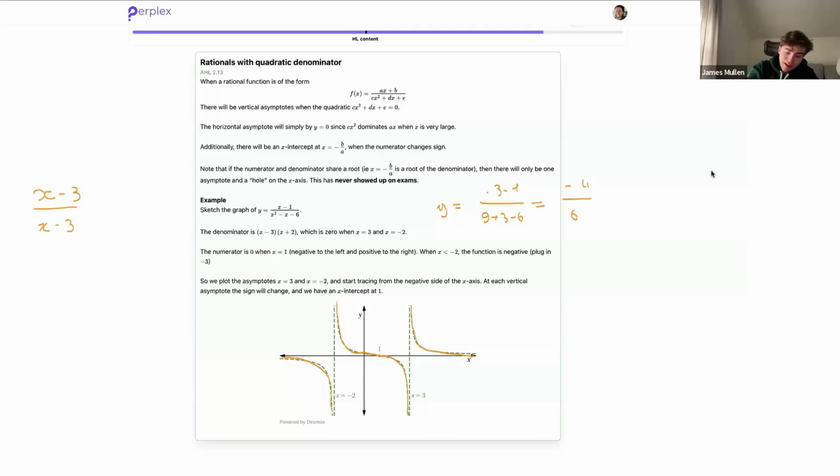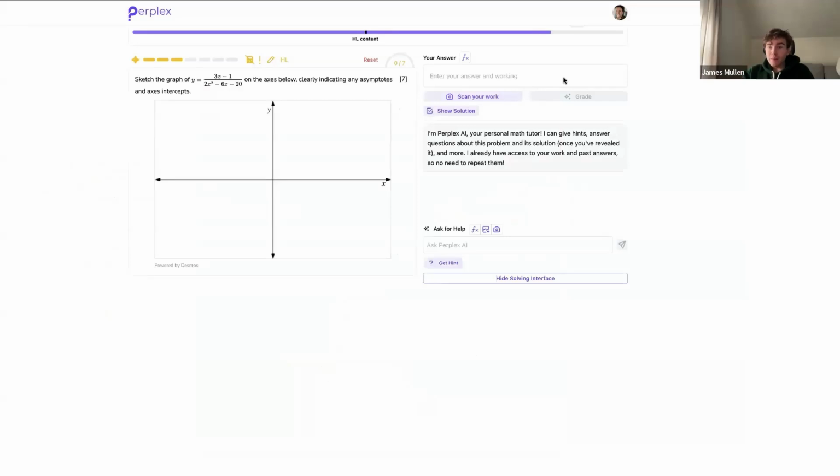right? In the same way that if I have x times x minus 3 is equal to 0, it doesn't mean that x minus 3 is 0. It means that one of the two is 0, right? So you have to be very, very careful when you're dividing to make sure that neither of those things is 0. Let's move on.